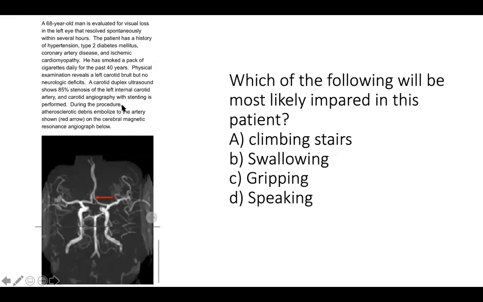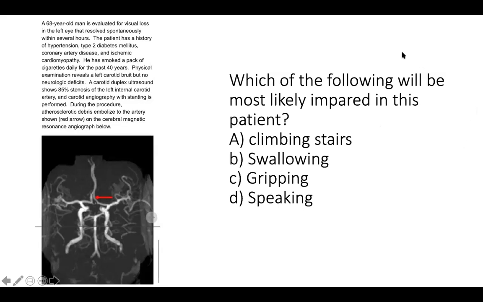A carotid duplex ultrasound shows 85% stenosis of the left internal carotid artery. Carotid angiography with stenting is performed. During the procedure, atherosclerotic debris embolized to the artery shown in the red arrow on the cerebral magnetic resonance angiograph below. Which of the following will be most likely impaired in this patient?